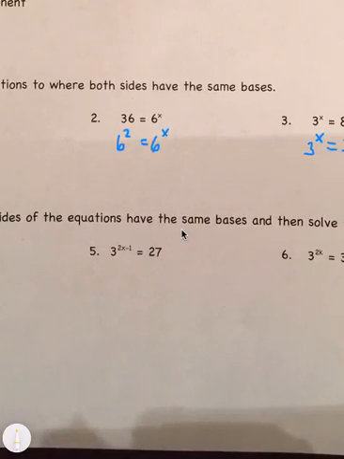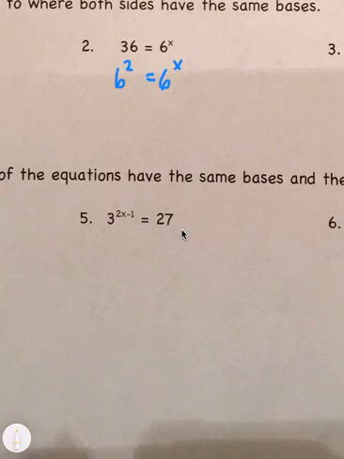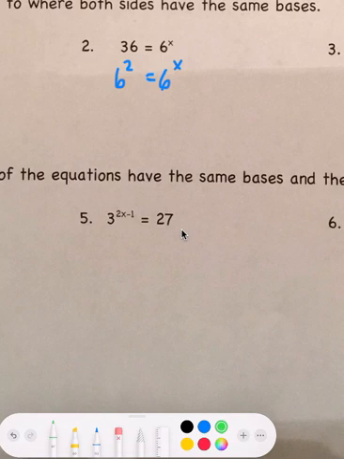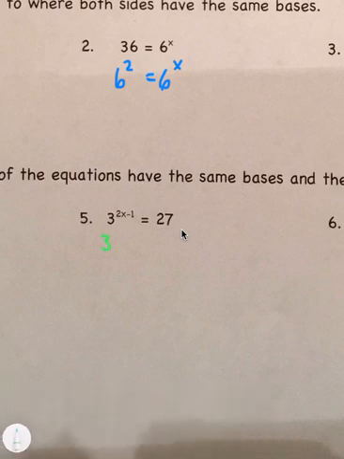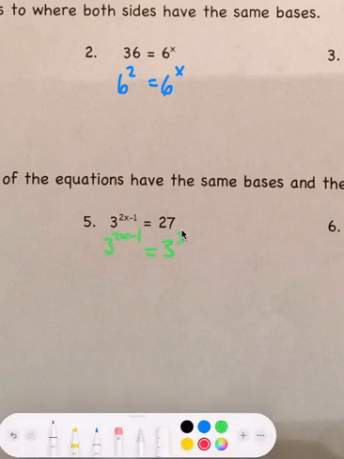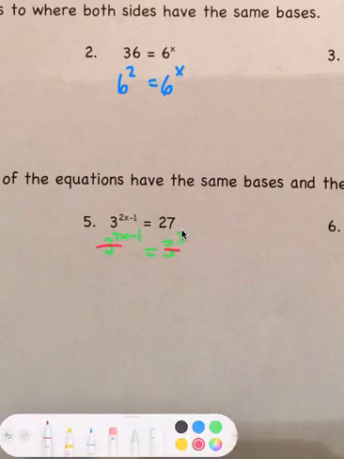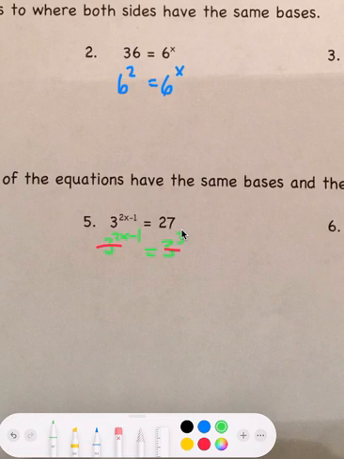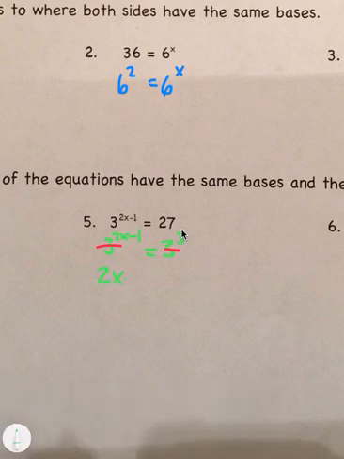For our next one, 3 to the 2x minus 1 equals 27. So we know we're going to leave this as 3 to the 2x minus 1. And we already kind of said before, 3 to the 3rd power is 27. We can cross out the 3's now and set the exponents equal to each other. 2x minus 1 equals 3.